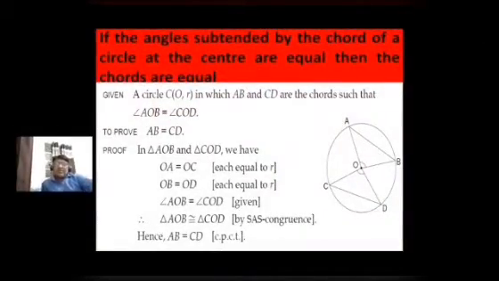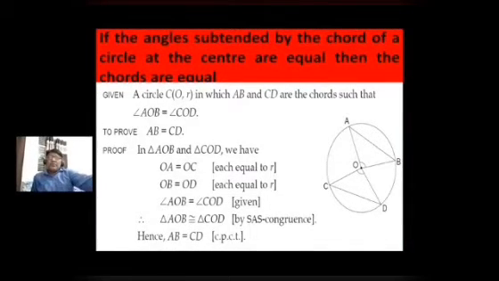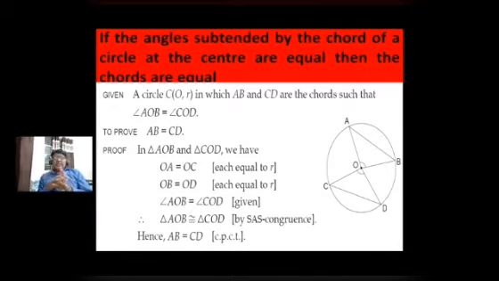The next theorem is, if the angles subtended by the chord of a circle at the center are equal, then the chords are equal. So, this is just the converse of the theorem I have just discussed. So, if the angles subtended by the chord of a circle at the center are equal, means AB and CD are two chords given to you, and they subtend equal angle at the center, that is angle AOB is equal to COD, and we have to prove chord AB is equal to CD.